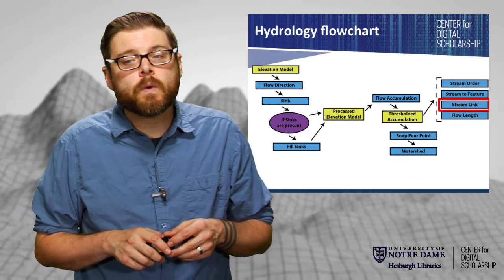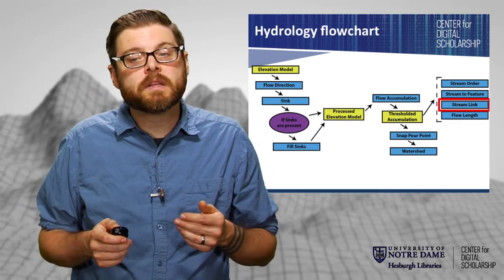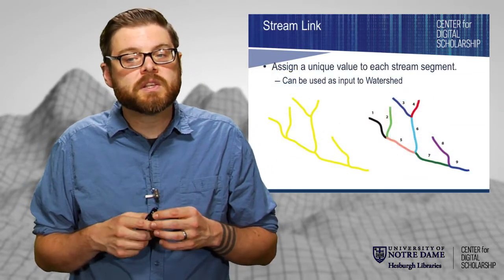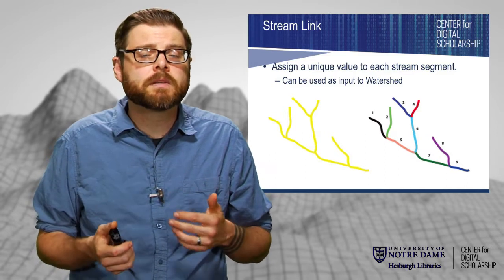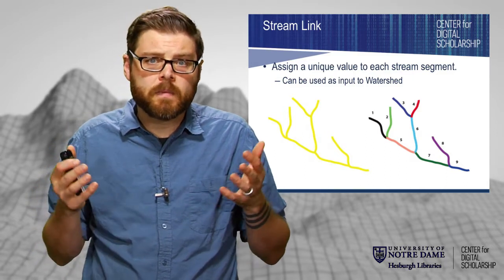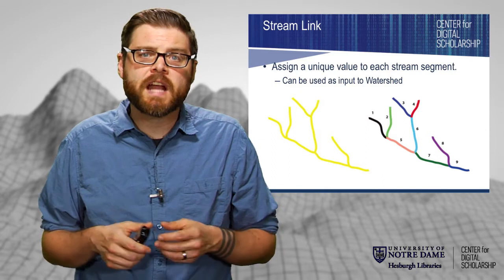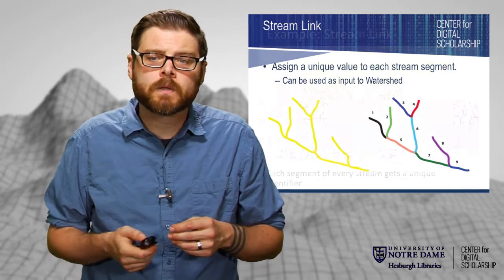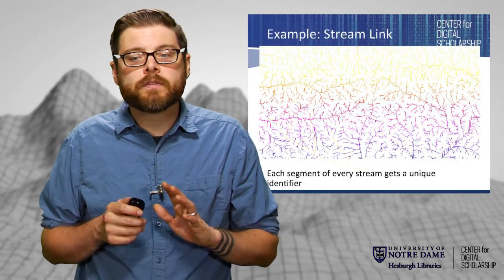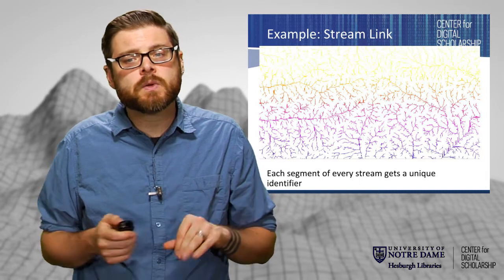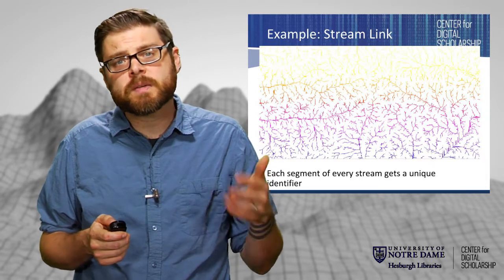Now we can also do a few other things. We can do what's called a stream link. And this will essentially assign unique values to each stream segment. From this, we can create a more full watershed analysis of the entire region. So it's simply gone through, and each individual segment has its own unique identifier. This again works with the stream raster.